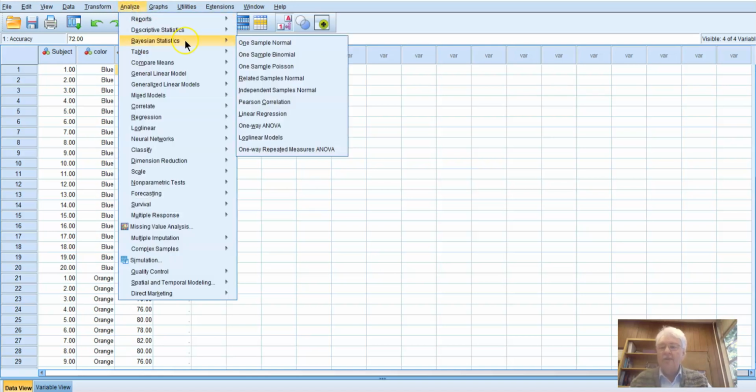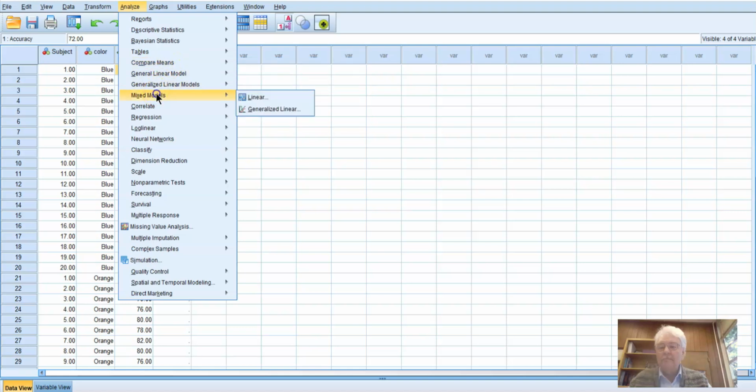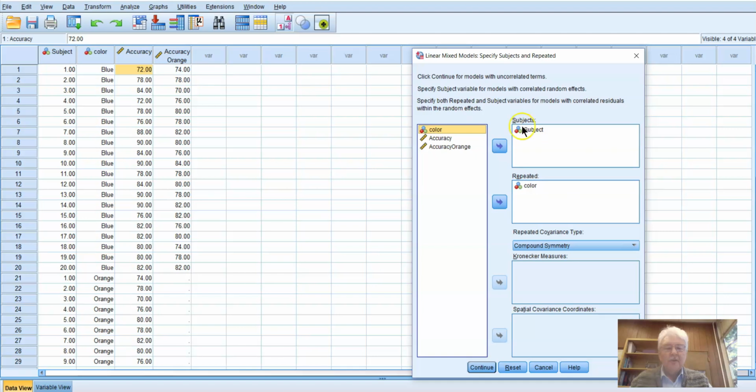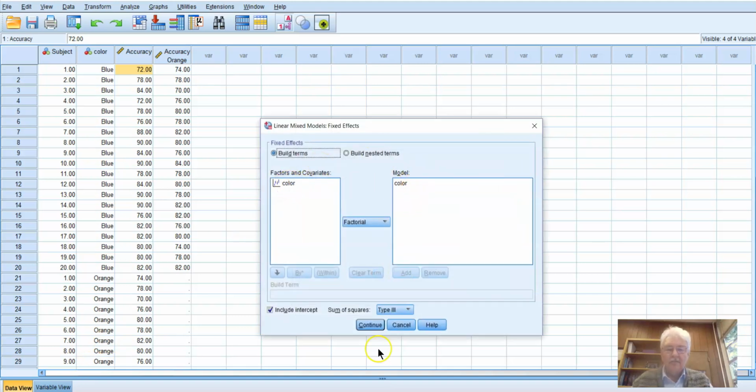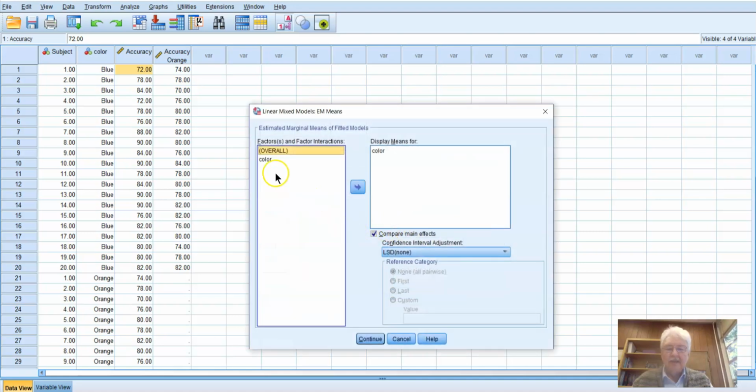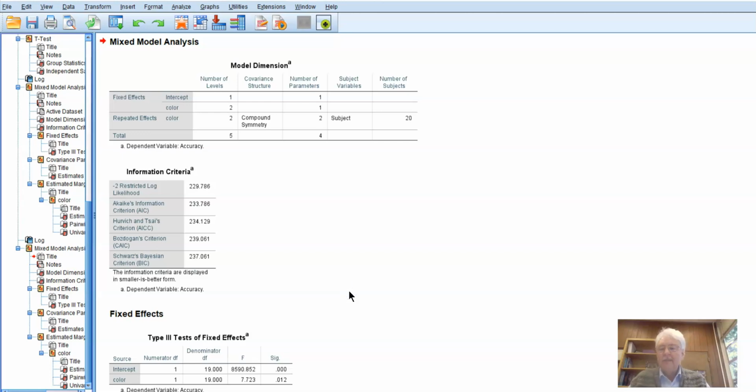All right, let's do our usual mixed model. So we have subject, we have color as a repeated measure. We're going to use compound symmetry. The dependent variable is accuracy, because we're just using this column here. And the factor is color, blue versus orange. Our model is just color, and our expected means are just color. And we're going to compare the main effects so we get paired comparisons, even though we don't really need it in this case, but we'll see what happens. All right, so let's see what we get.